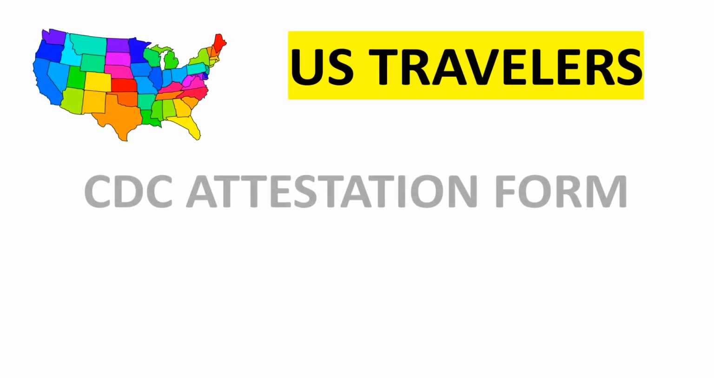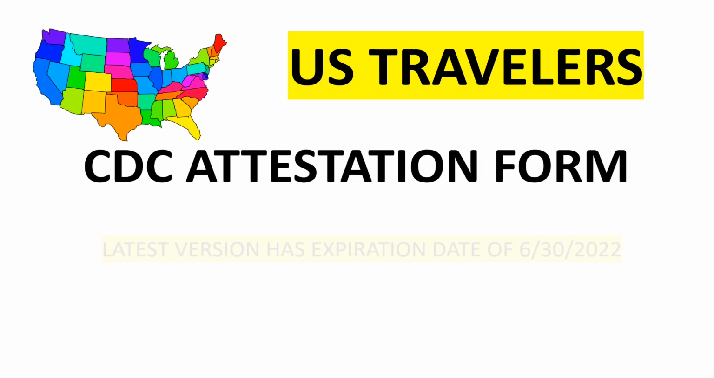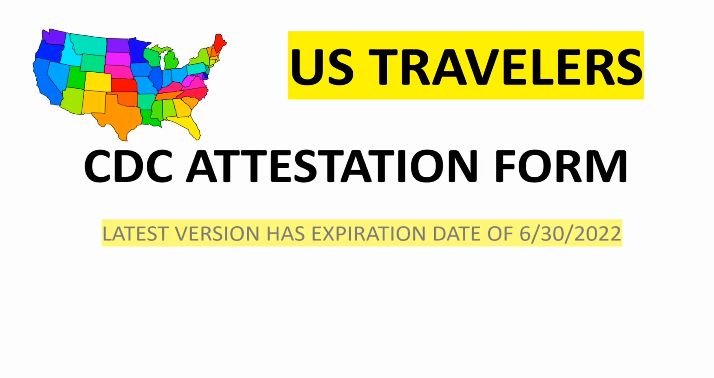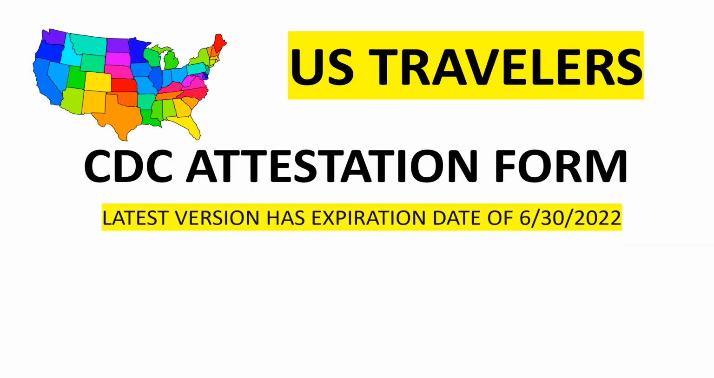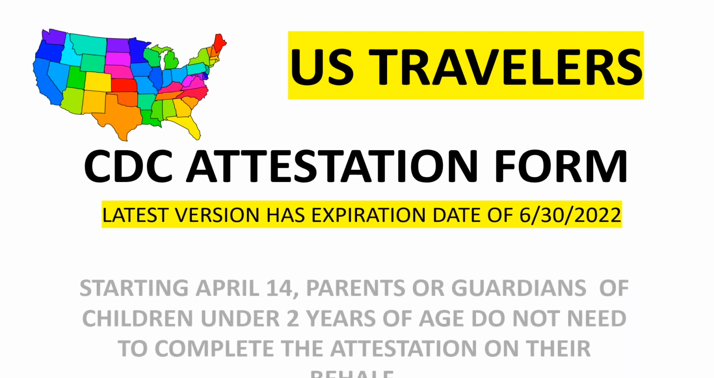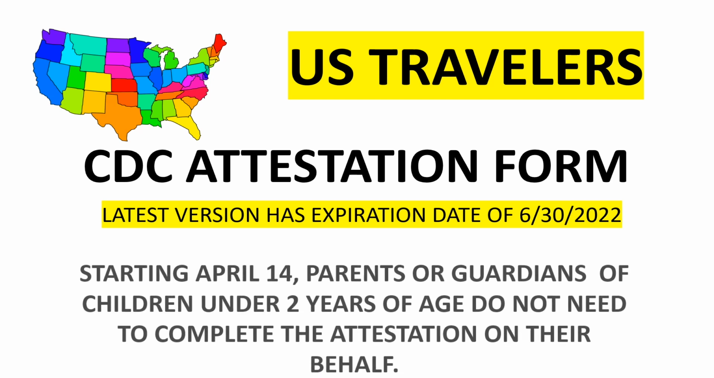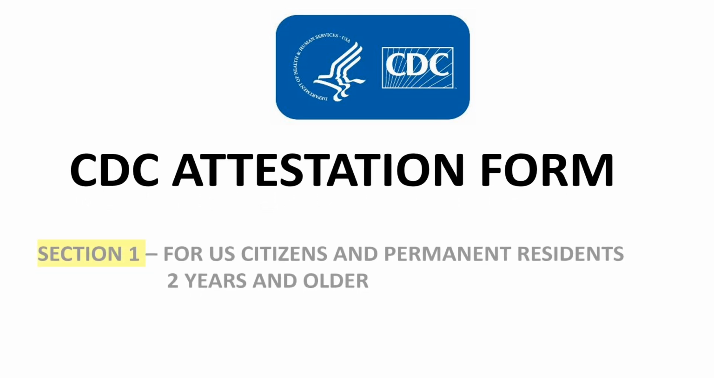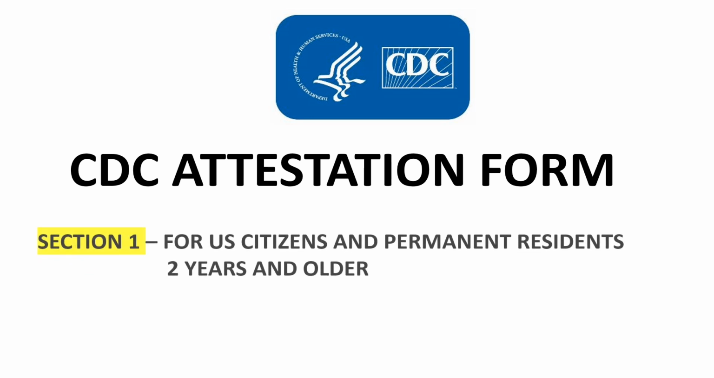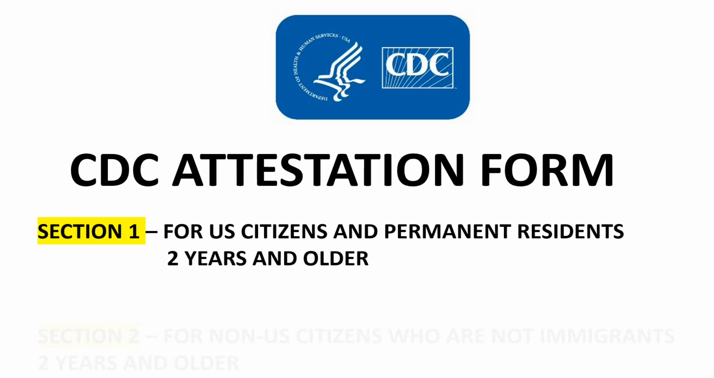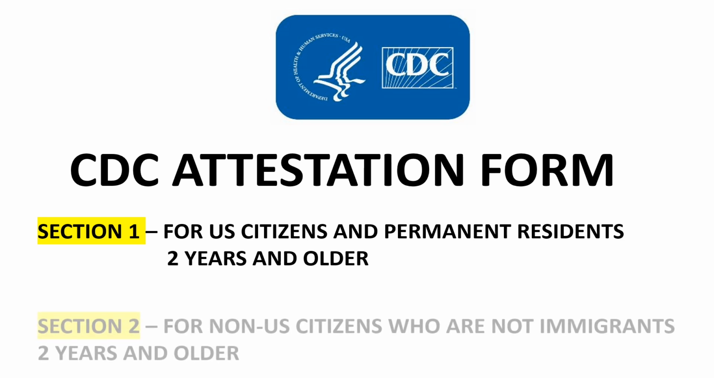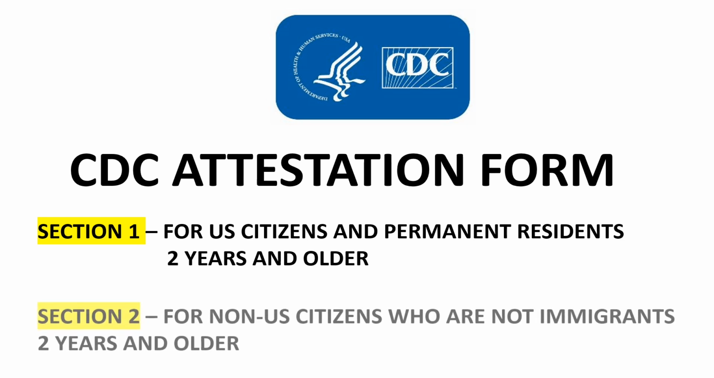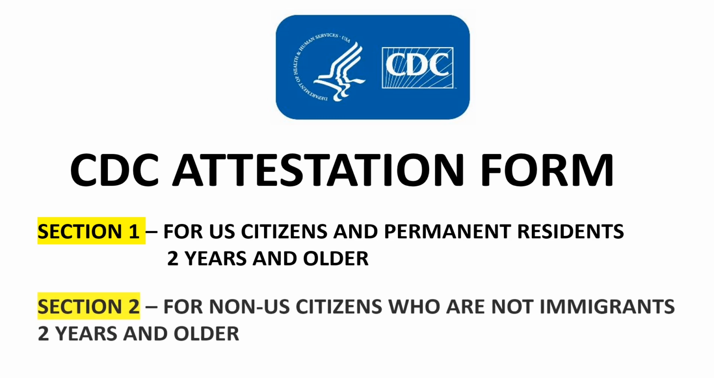However, there are some updates, and there is now the latest version of the CDC Attestation Form, and it has an expiration date of 6/30/2022. Beginning April 14, parents or guardians of children under 2 do not need to complete the attestation on their behalf. The CDC Attestation Form is now easier to fill out. Section 1, this is for U.S. citizens and permanent residents 2 years and older. For Section 2, this is for non-U.S. citizens who are not immigrants 2 years and older.